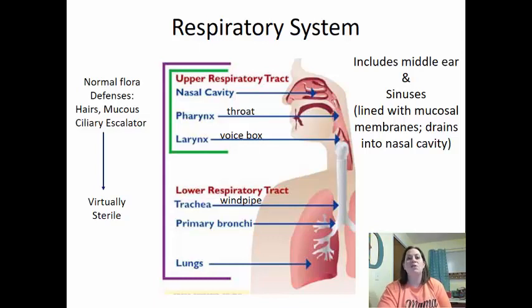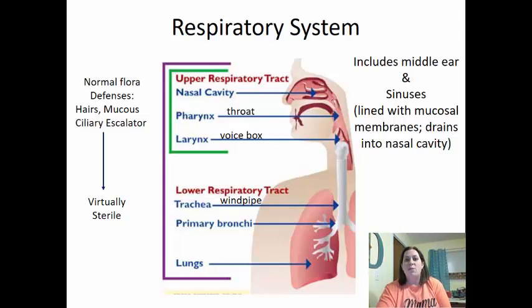system. So with this system, we're going to include the middle ear as well as the sinuses. The sinuses are lined with mucosal membrane and they drain into your nasal cavity. Now there is some normal flora in the upper respiratory system. It's going to act as part of the defenses that are present, which includes also hairs, the mucus. Okay, the mucus helps capture things, as well as what we call the ciliary escalator. The ciliary escalator is the cilia on the cells that are in your respiratory system that are going to sweep stuff up to get it up and out of your lungs.